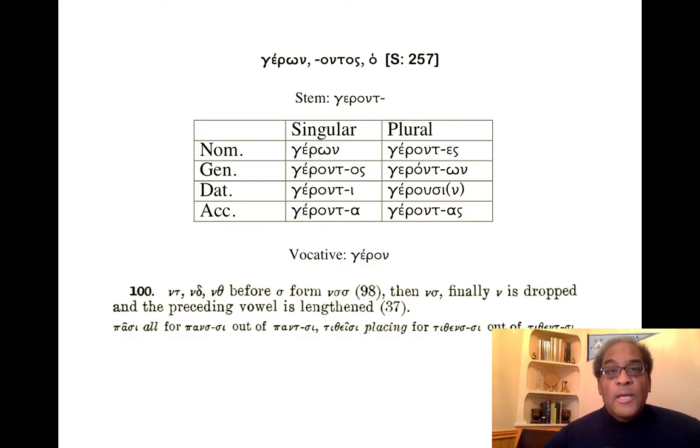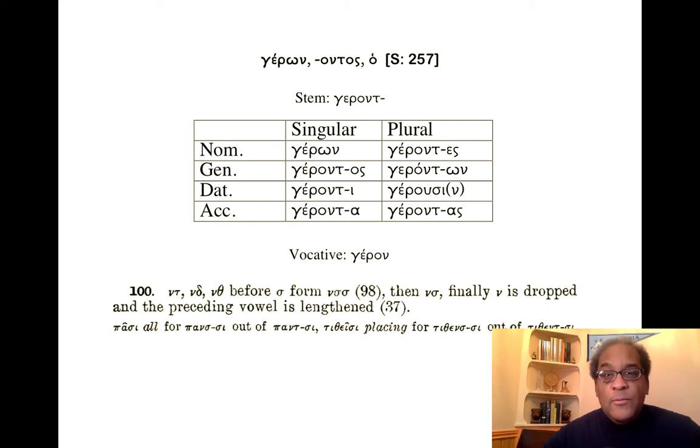Okay, then we have the word gēron, gerontos, for old man, like gerontology. So gēron, gerontos, geronte, geronta, etc. What's of special note is, again, the dative plural, where we have the nu tau of the stem. When it collides with the sigma, strange things happen, as described in section 100 of Smyth. When nt occurs before sigma, you get nu sigma sigma, then finally nu sigma, then finally the nu is dropped, and you just end up with a sigma, and the preceding vowel, in this case omicron, is lengthened to omicron upsilon. So you get geruse.